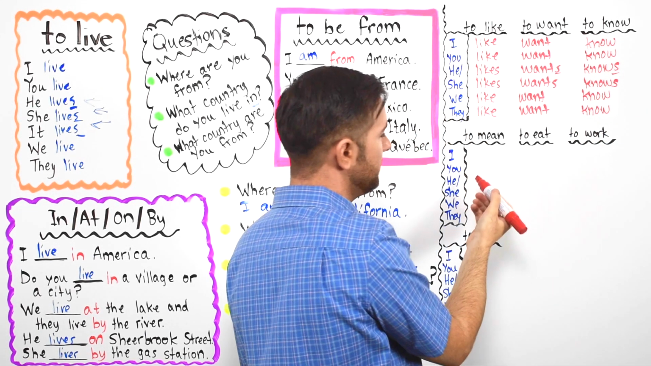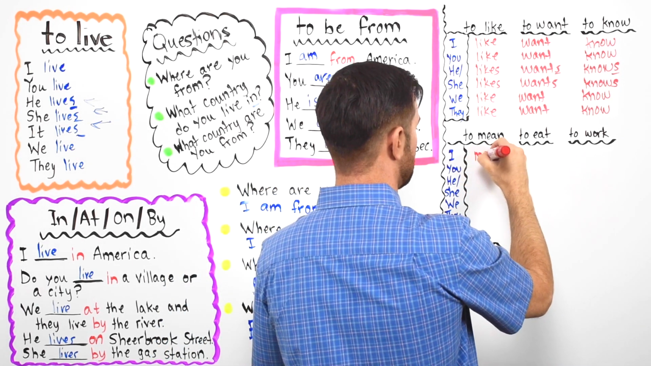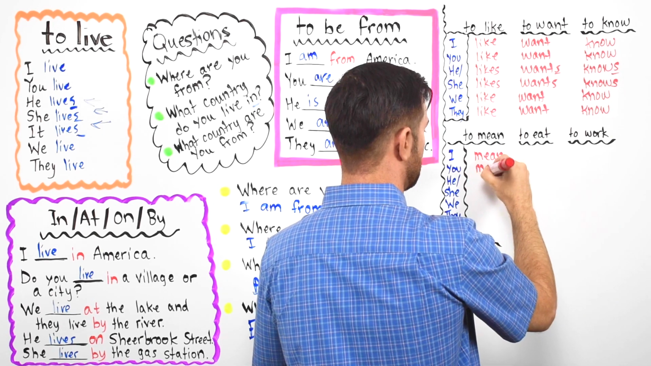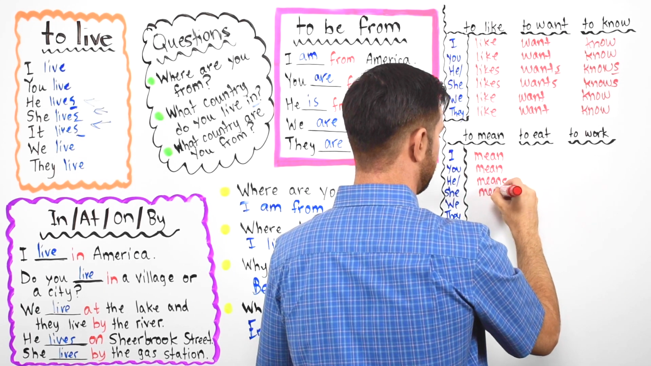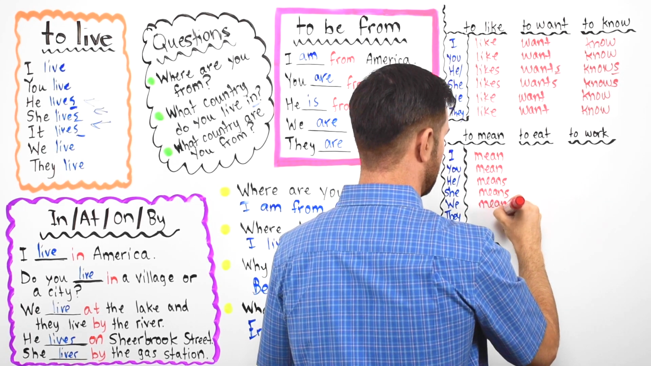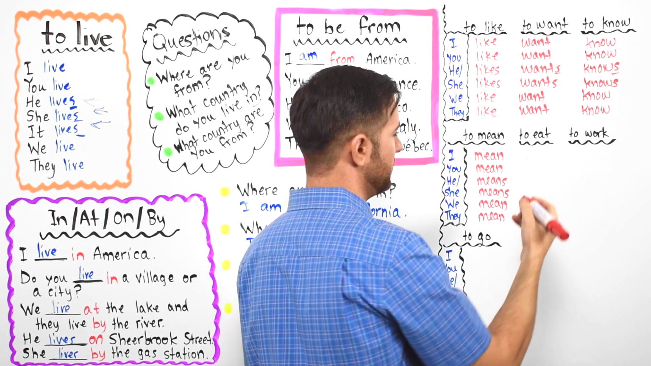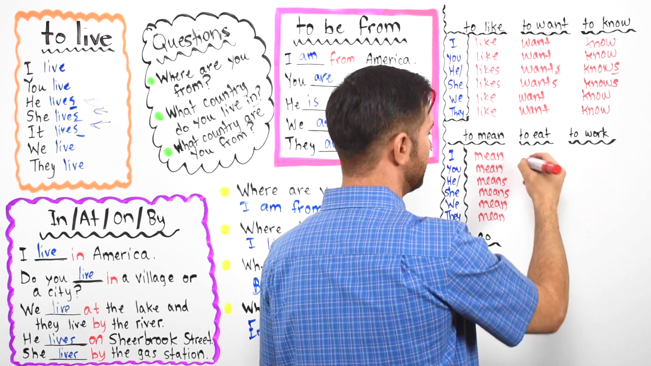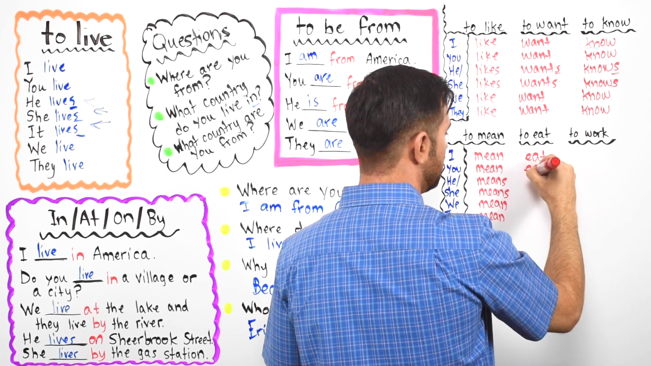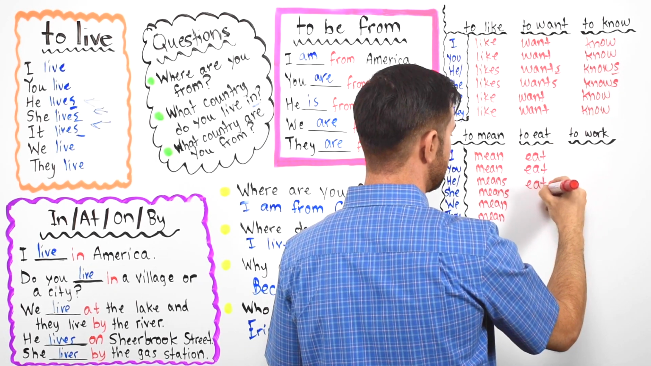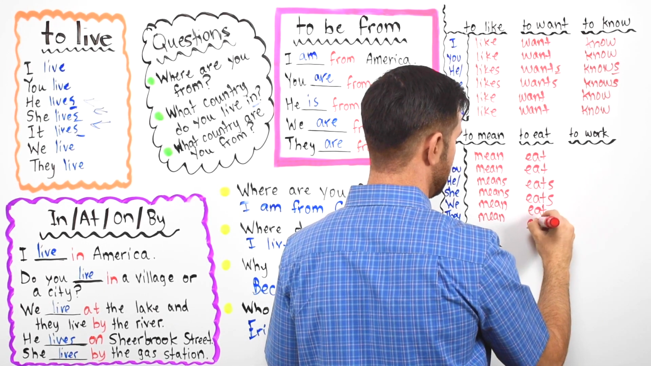Okay? Then we have to mean, which is what you want to say. I mean. You mean. He means. She means. We mean, and they mean. Then we have to eat, which is the food, whatever you eat. I eat Italian food. I eat French food. I eat Chinese food. Eat, E-A-T, E-A-T-S. He eats, she eats, we eat, and they eat.